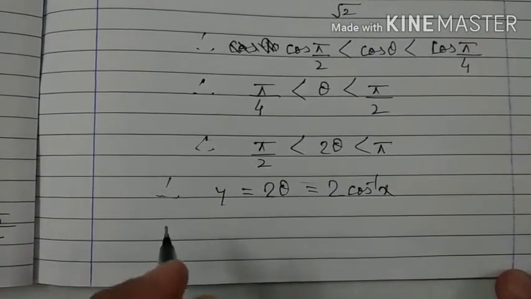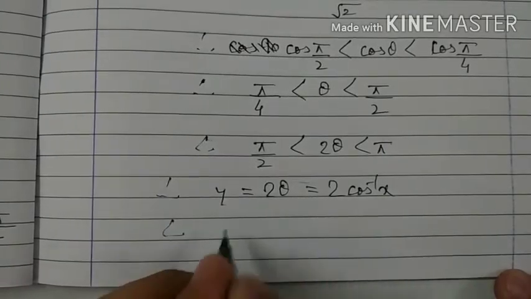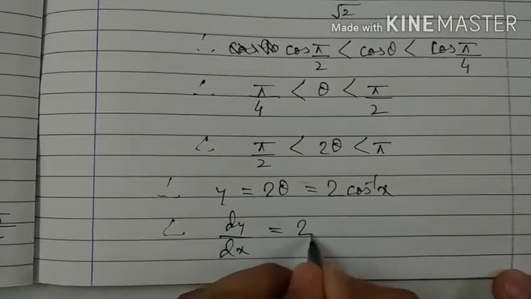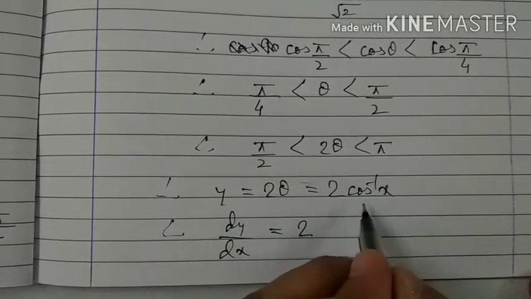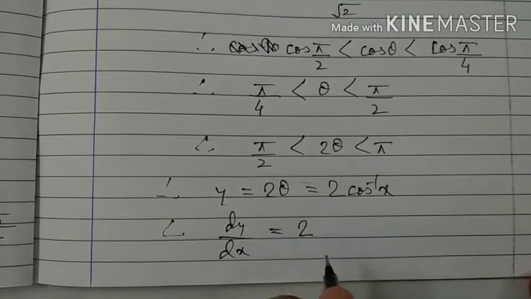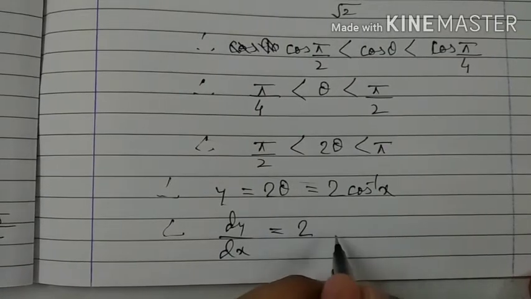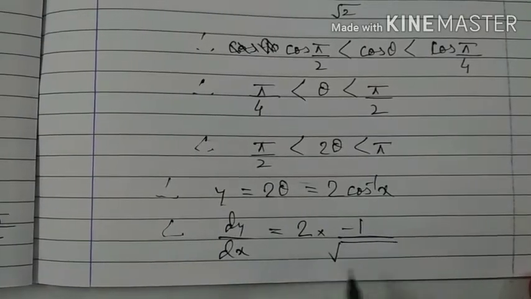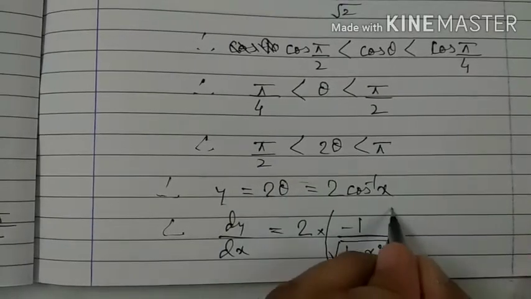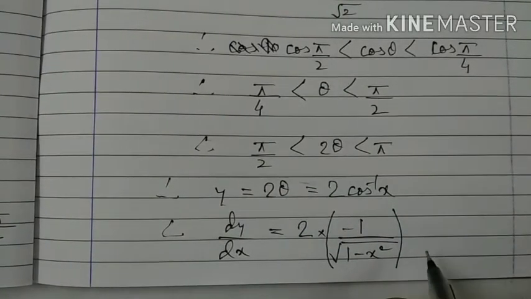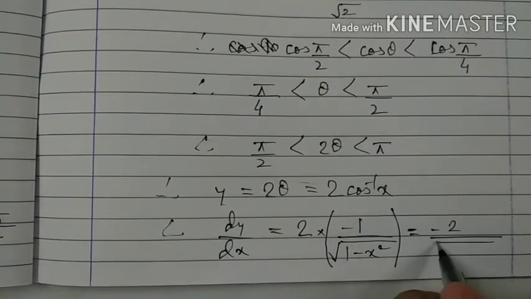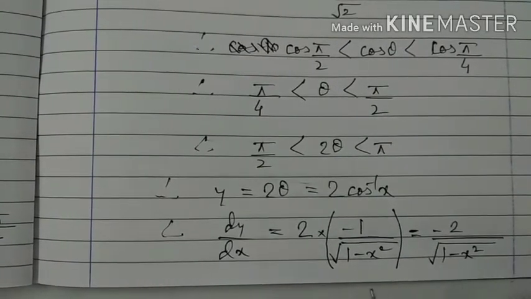This is the simplified term. Now taking derivative of y, dy by dx: coefficient 2 as it is, and derivative of cos inverse x will be minus 1 upon root of 1 minus x square. This is the derivative of cos inverse. Hence our answer will be minus 2 upon root 1 minus x square.